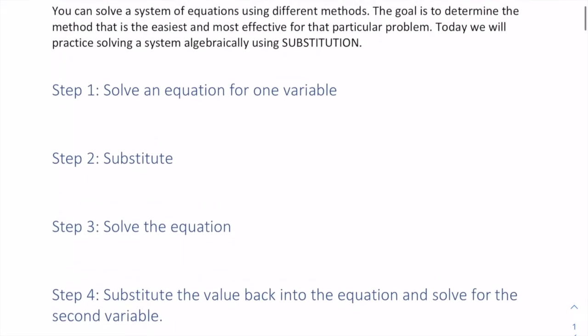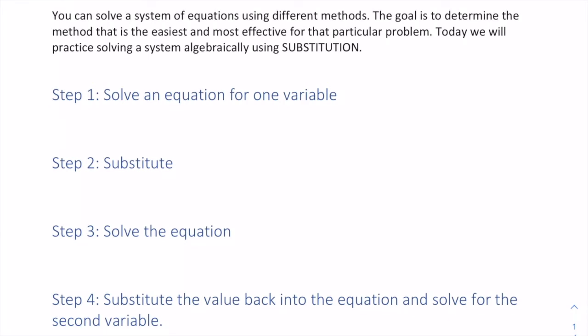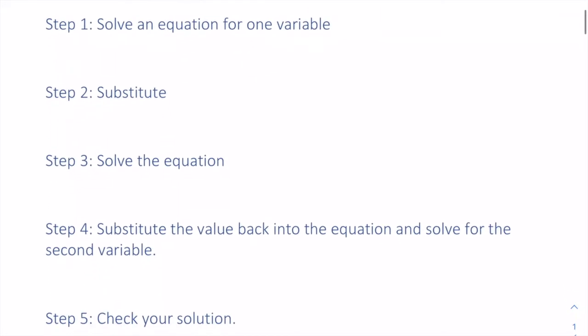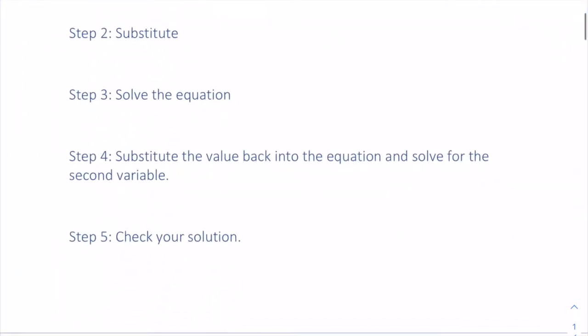The first step is to isolate a variable. So solve for one of the variables in one of the equations. Then you want to substitute, and then we're going to solve the equation for that variable, and then substitute again, bringing that value back into the equation to solve for the second variable. Remember, we're going to have two variables here in the linear system. Okay, the last step is to check your solution, by plugging in the values to verify that it's true, and sketching a graph if you'd like.